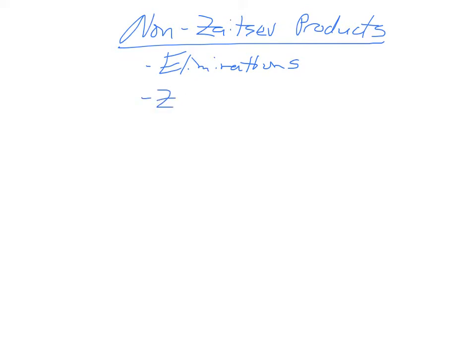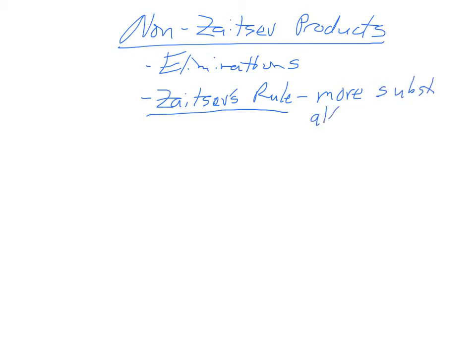So Zaitsev's rule basically says the more substituted the alkene, then it is more stable. All right, so that's what Zaitsev's rule is. The more substituted the alkene, the more stable it is. But we don't always want the most substituted alkene. And sometimes we don't get that, and we have to explain why we don't get that. So non-Zaitsev refers to getting the alkene that's not the most substituted.